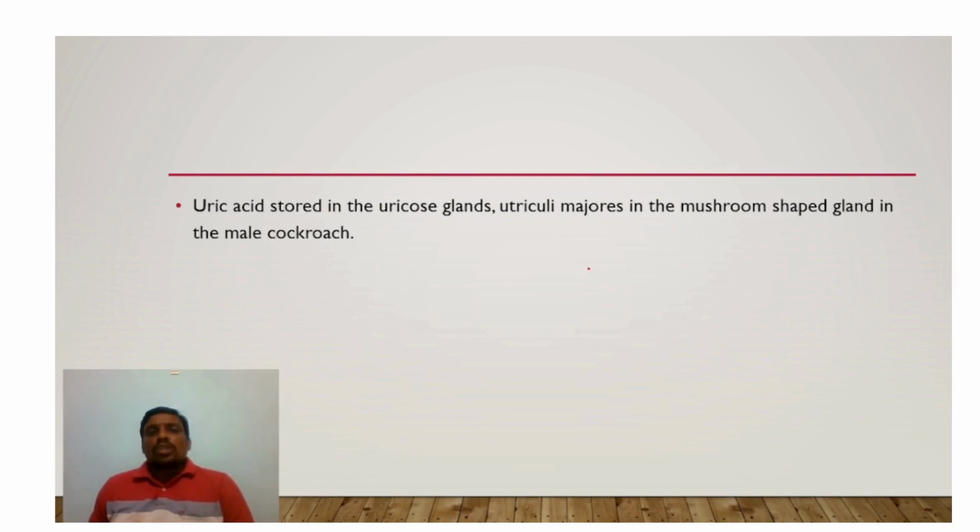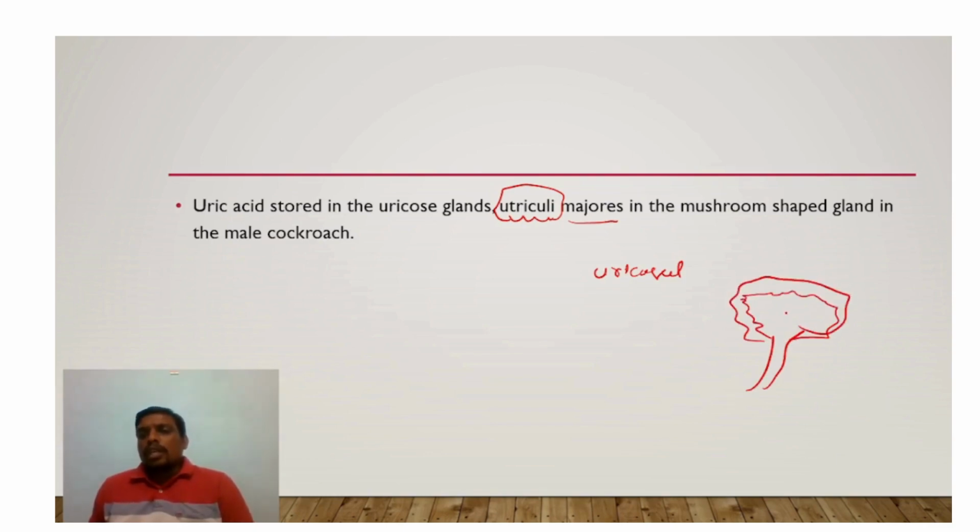Uric acid is also stored in the uricose glands. These uricose glands are present in the utriculi majores, the mushroom shaped gland of the male cockroach. The male cockroach contains a mushroom shaped gland which plays an important role in uric acid storage and acts as a uricose gland.